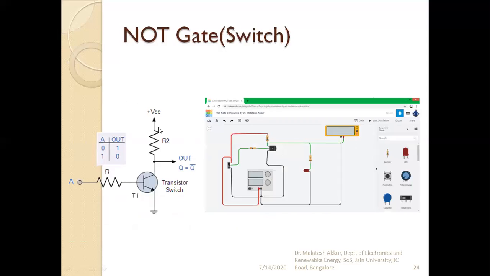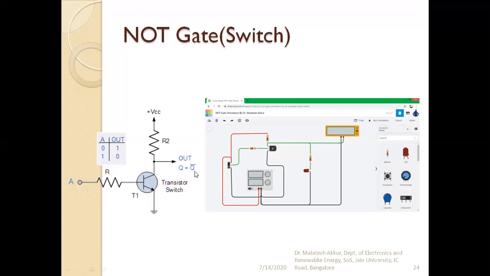This is a circuit for the NOT gate. It is going to act like a switch. The transistor as a switch is nothing but the NOT gate. If you apply A as 0, the output Q or Y or C, we can call it any name, doesn't matter. Here in the circuit, Q is equal to A bar.